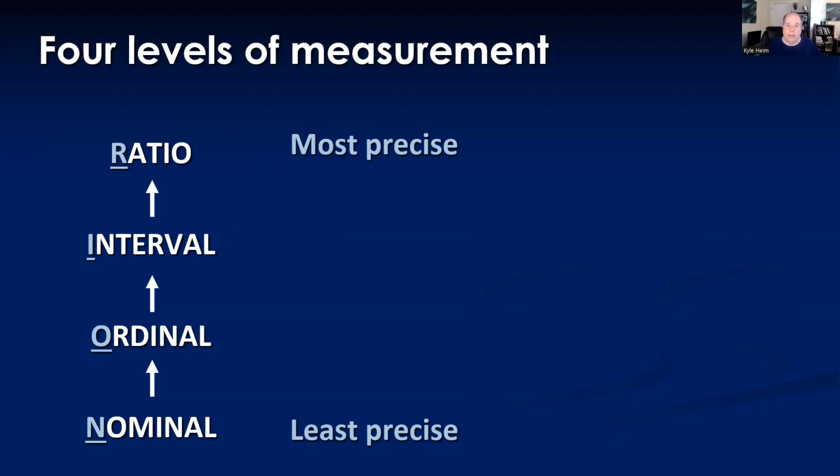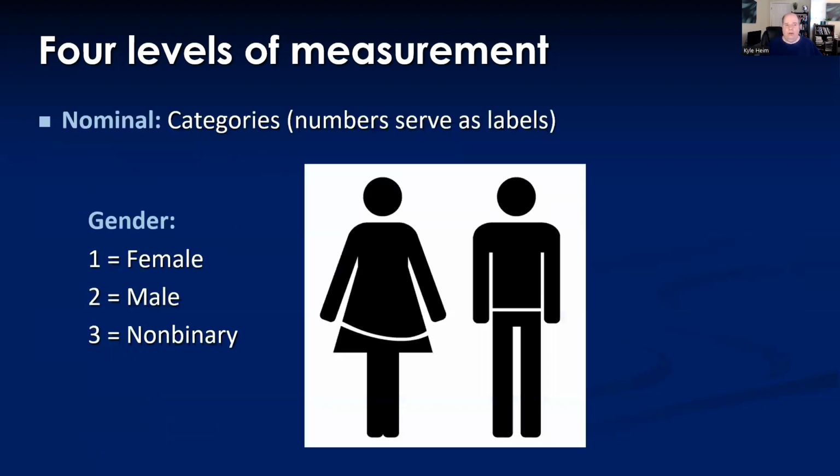So we're going to start with the least precise of all, which is nominal measurement. And when I say nominal measurement and I describe it, you may be thinking, well, that doesn't even really sound like measurement to me. And that's because it is the least precise of the 4 levels. So nominal measurement is simply about taking people or taking items and putting them into categories. Okay? And then you may use a number to represent each of those categories.